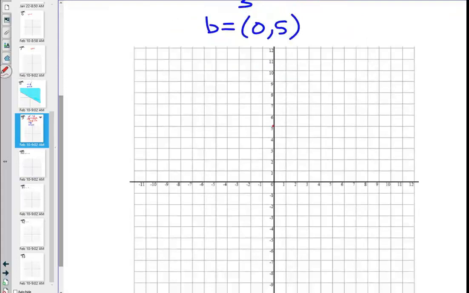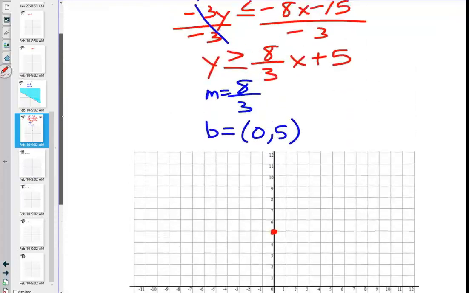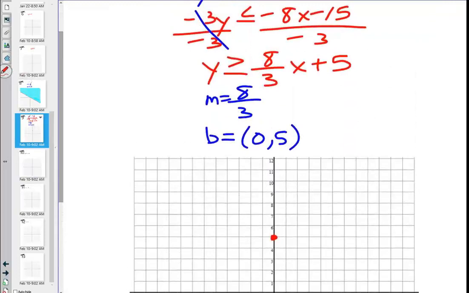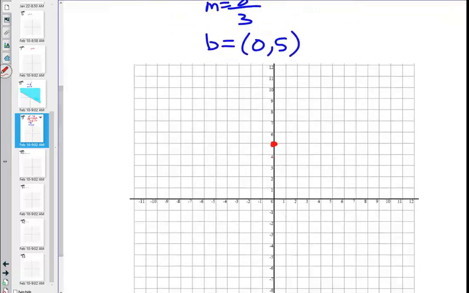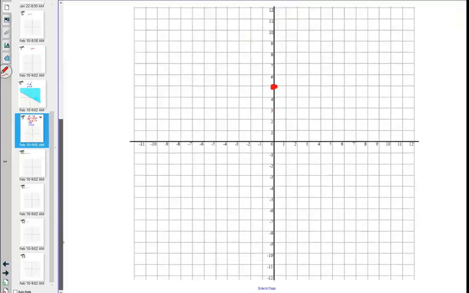So my first point will be at 0, 5. Then my slope, positive slopes go up and to the right or down and to the left. The window that I have provided myself doesn't give me enough space to go up 8 because I'm at 5. If I were to go up 8, that puts me at 13. So I'll just go down then. If I go down 8, then I have to go to the left 3, because positive slopes go down left or up right. And then if I do that again, negative 11. However many points you choose to plot should all line up.